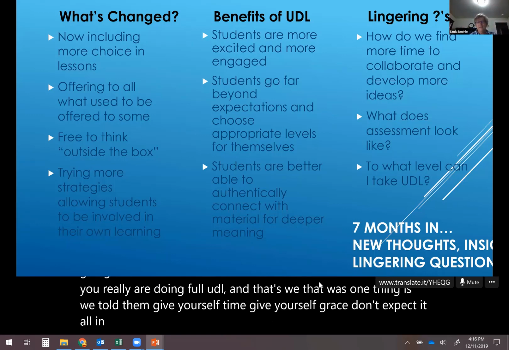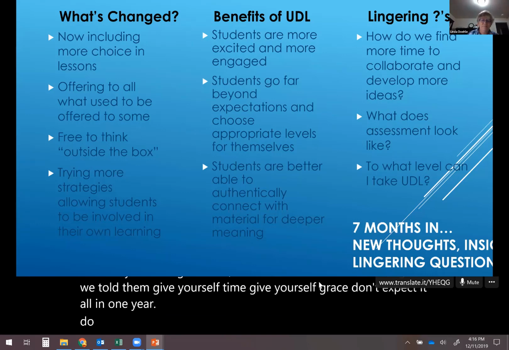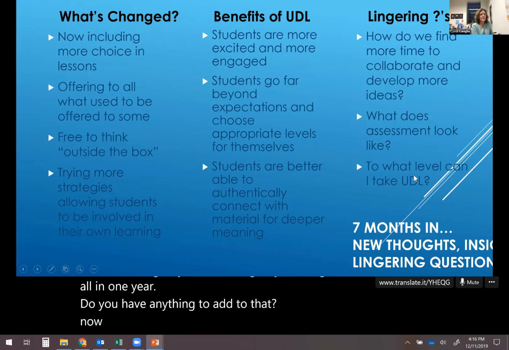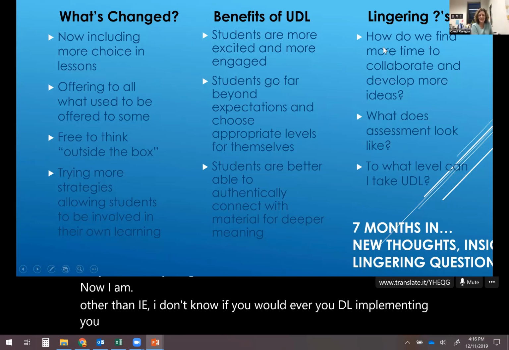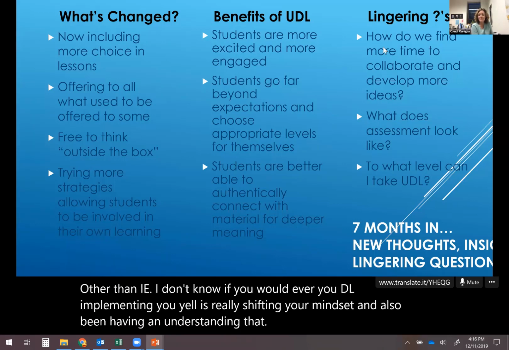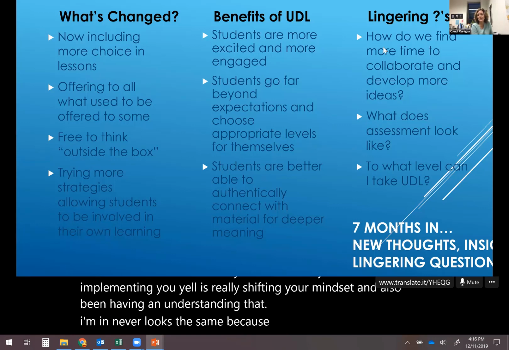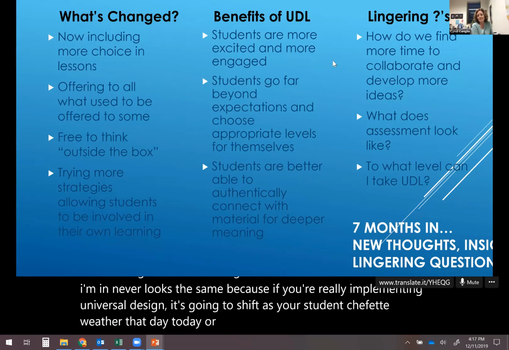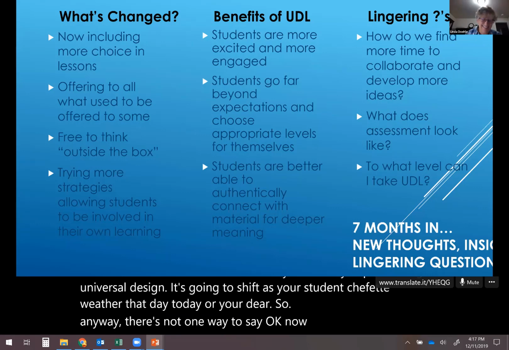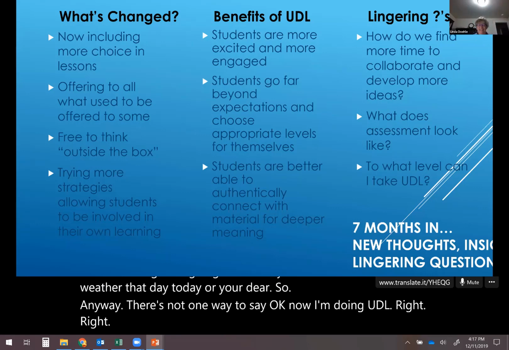Mm-hmm. So, do you have anything to add to that? No, other than that implementing UDL is really shifting your mindset, and also understanding that it never looks the same, because if you're really implementing universal design, it's going to shift as your students shift, whether that's day to day or year to year. So there's not one way to say, okay, now I'm doing UDL. Right. Yeah. Right.